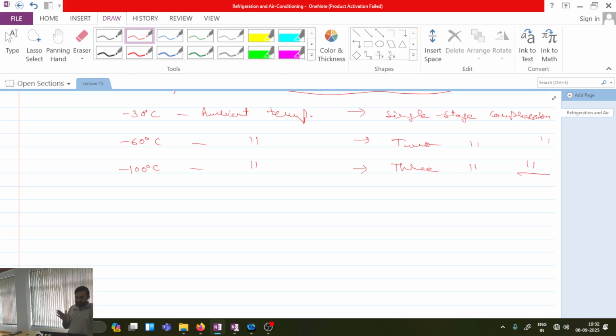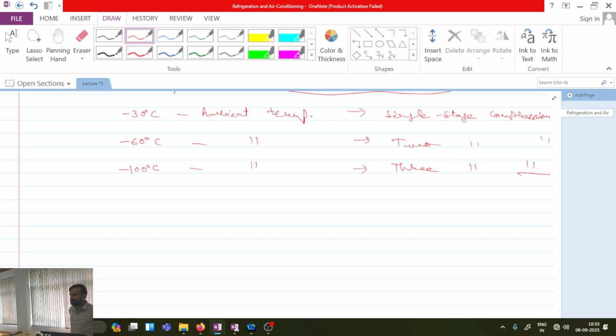Now let us come to the second aspect. My application is not always limited to minus 100 degrees Celsius only. I may even have to go to minus 200 degrees Celsius. If I go to minus 200 degrees Celsius, one immediate point, as I have told you, is that the compressor size will increase. You have to use a large size compressor.